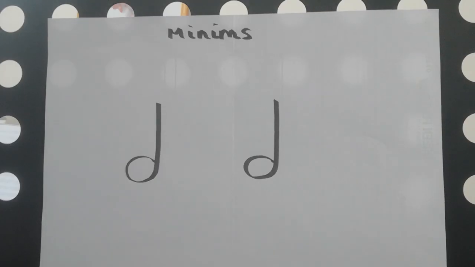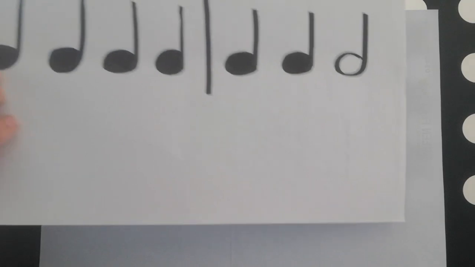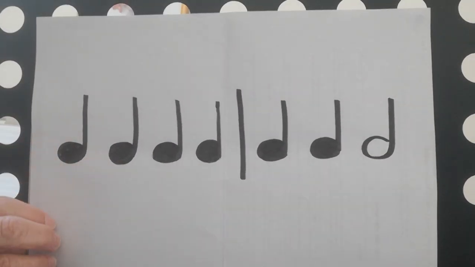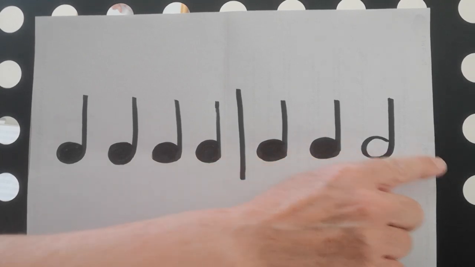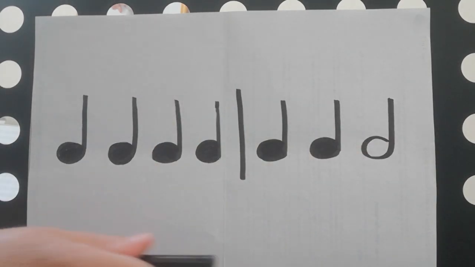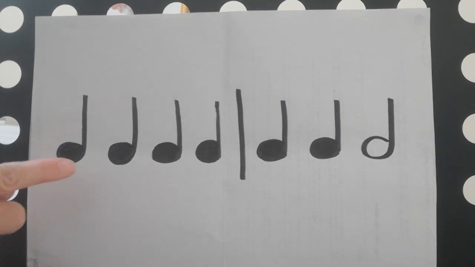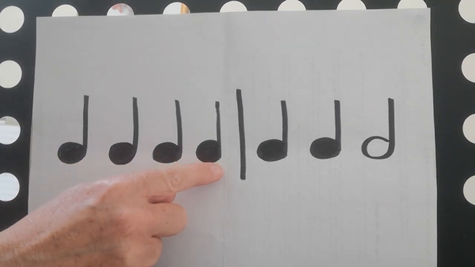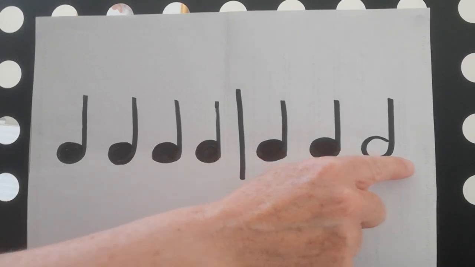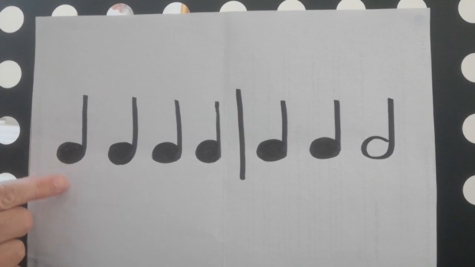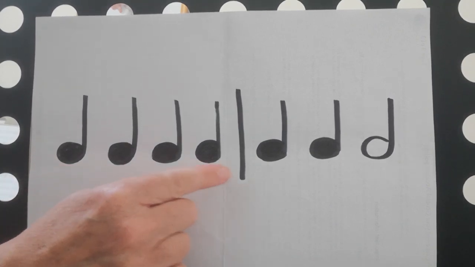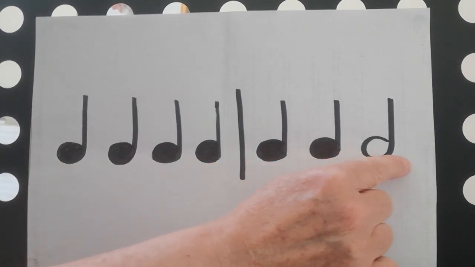Well done. Now we can use the crotchets and minims to help us create the rhythm of our poem. So we have here six crotchets and one minim. So if we clap that together, if we say the words walk and stride to help us remember, we have walk, walk, walk, walk, walk, walk, stride. Try clapping that together and saying it. Here we go. Walk, walk, walk, walk, walk, walk, stride.